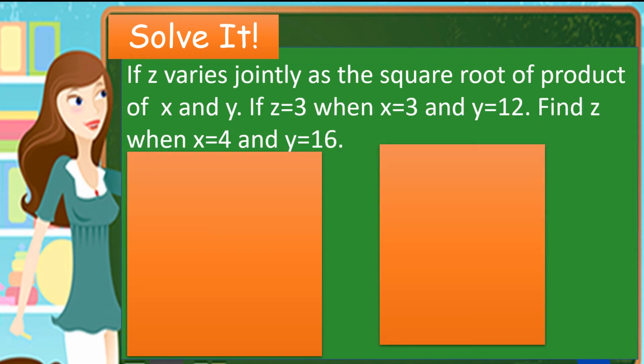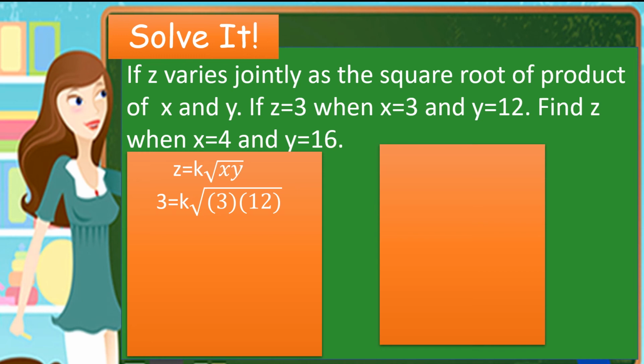So, let us have another example. If z varies jointly as the square root of the product of x and y, if z is equal to 3 when x is equal to 3 and y is equal to 12, find z when x is equal to 4 and y is equal to 16. So, the same din sa pagsasolve natin kanina, kailangan nating hanapin ang equation. At ang equation natin ay z is equal to k square root of xy.